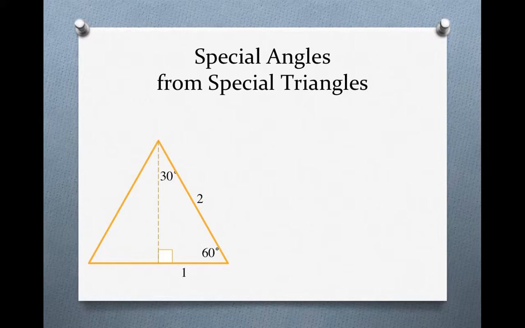Again, you might remember the proportions here, but if you don't, we can always go to the Pythagorean theorem again and figure out the other leg, which is going to be the square root of 3.